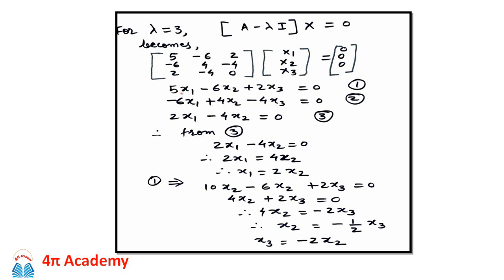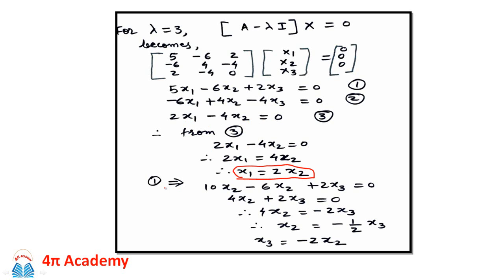So again by solving this we get a system of 3 simultaneous equations. The first will be 5x1 minus 6x2 plus 2x3 equal to 0, then minus 6x1 plus 4x2 minus 4x3 equal to 0, and 2x1 minus 4x2 is equal to 0. So from equation 3 we get 2x1 minus 4x2 equal to 0. Therefore 2x1 is equal to 4x2. So x1 is equal to 2 times x2.